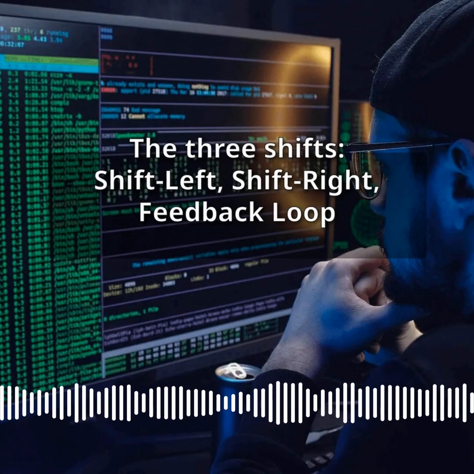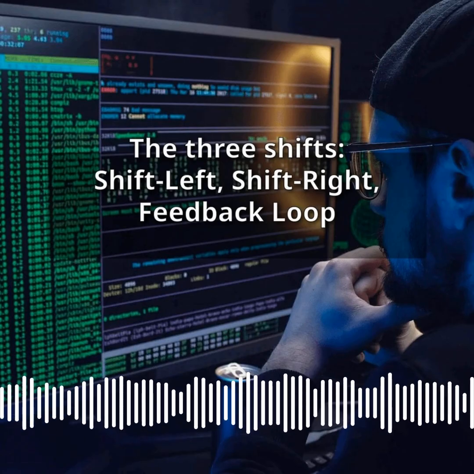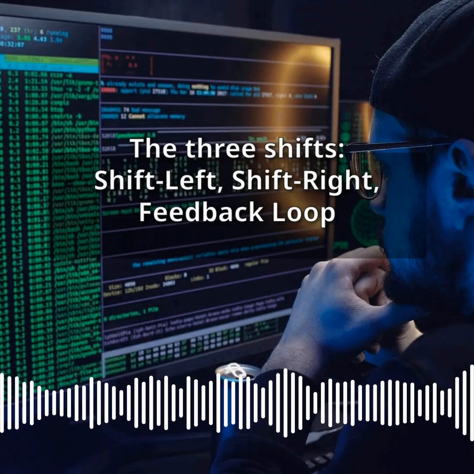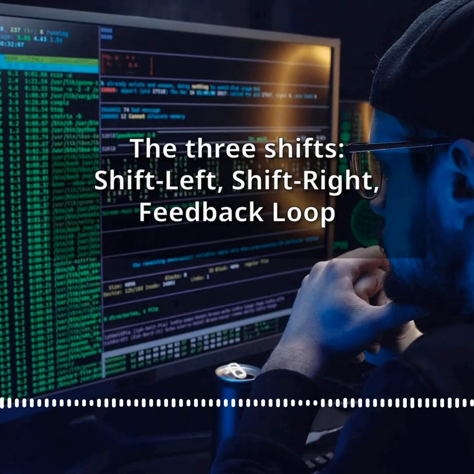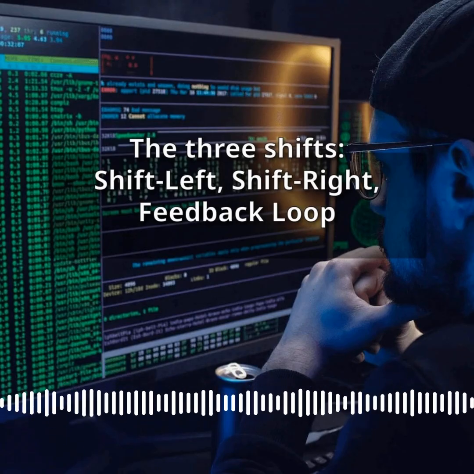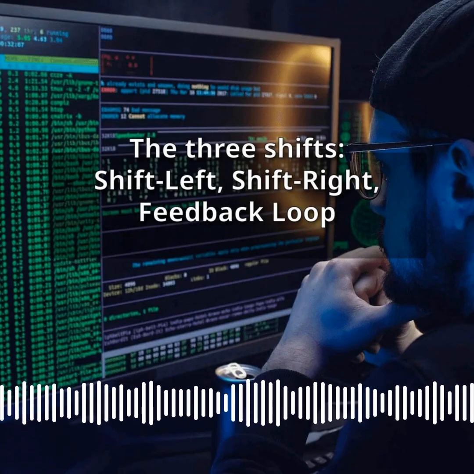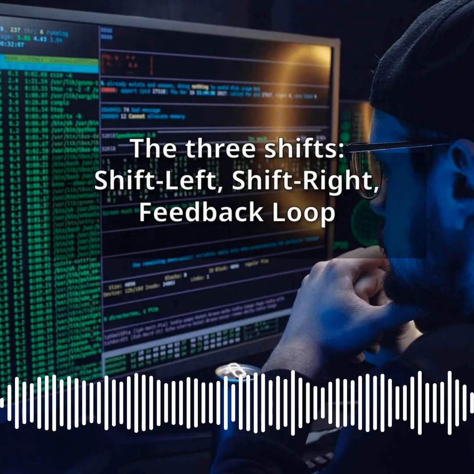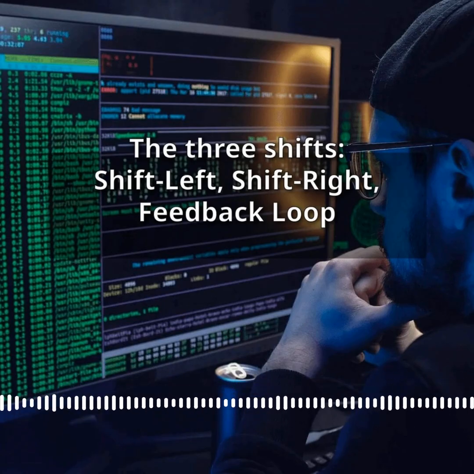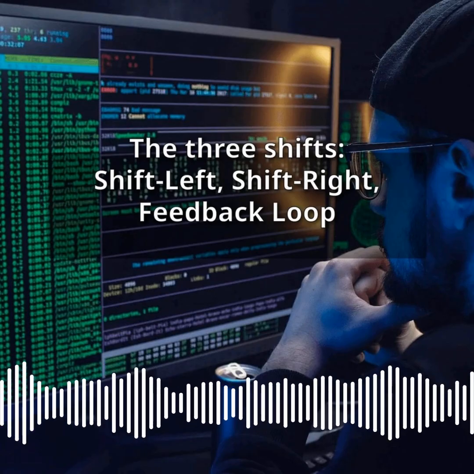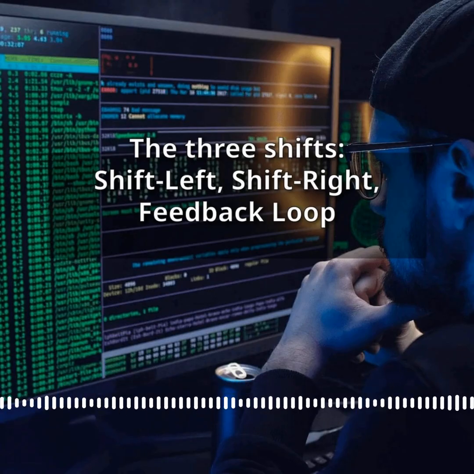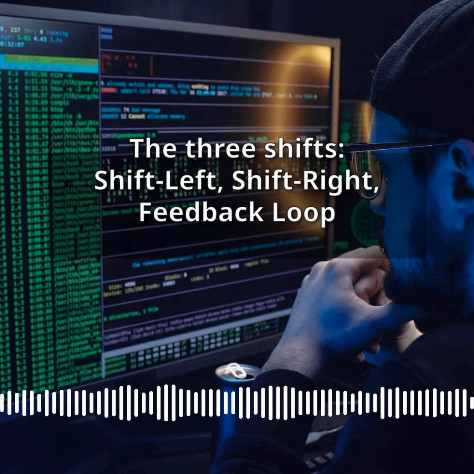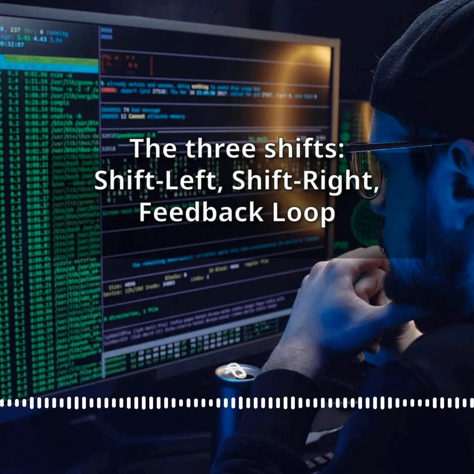To summarize the three shifts clearly: Shift left means integrating security as early as possible in the development lifecycle, through threat modeling, secure coding practices, pre-commit hooks, and static analysis, so that vulnerabilities are prevented or detected before they reach production. Shift right means actively testing and monitoring security in production and production-like environments, through dynamic testing, penetration testing, continuous monitoring, and log analysis, so that real-world conditions are accounted for and active attacks are detected.